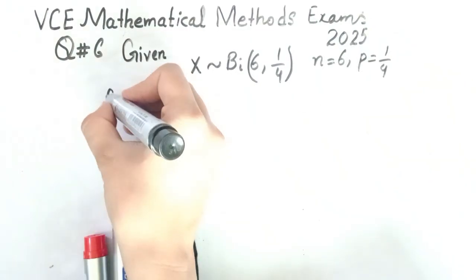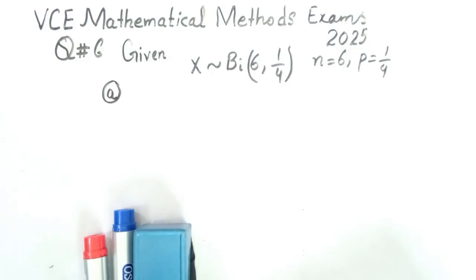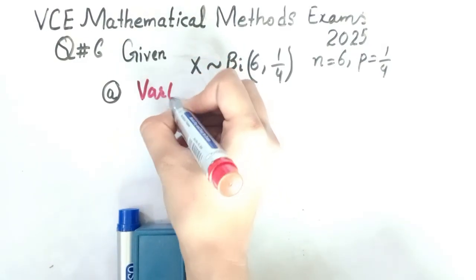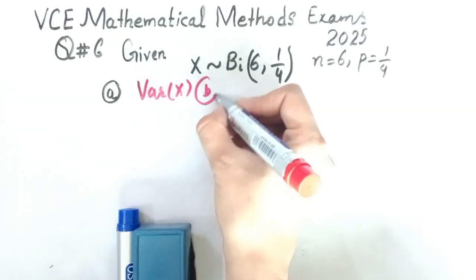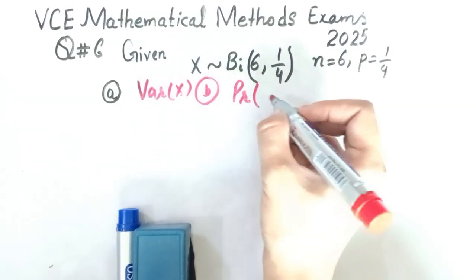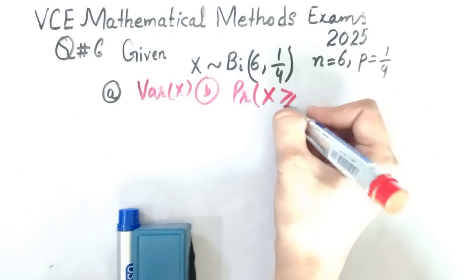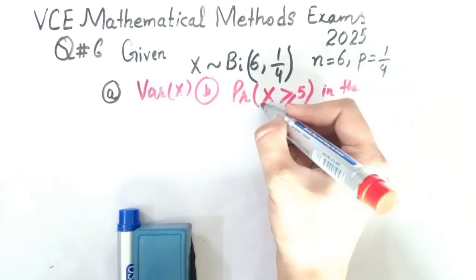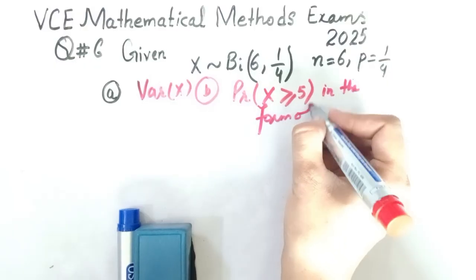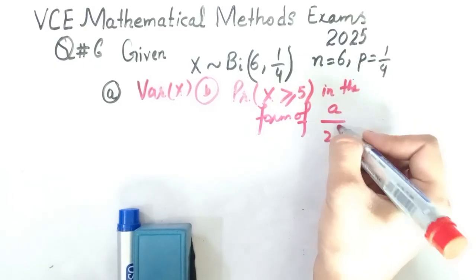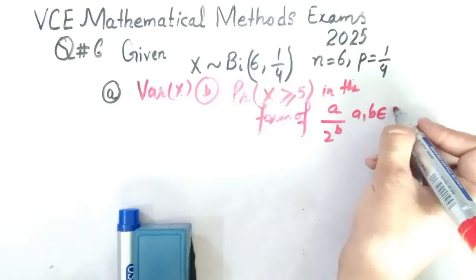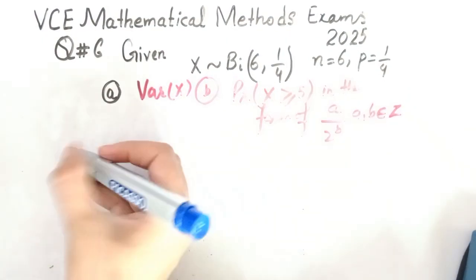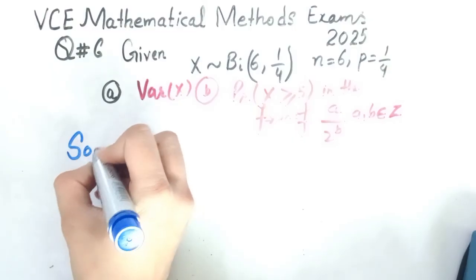Then in the a part, what you have to find? In the a part, you have to find the variance of x. And in the b part, you will have to find the probability where the condition given is x should be greater than or equal to 5, in the form of a by 2 raised to power b, where a and b both belong to Z. So how will we solve this?